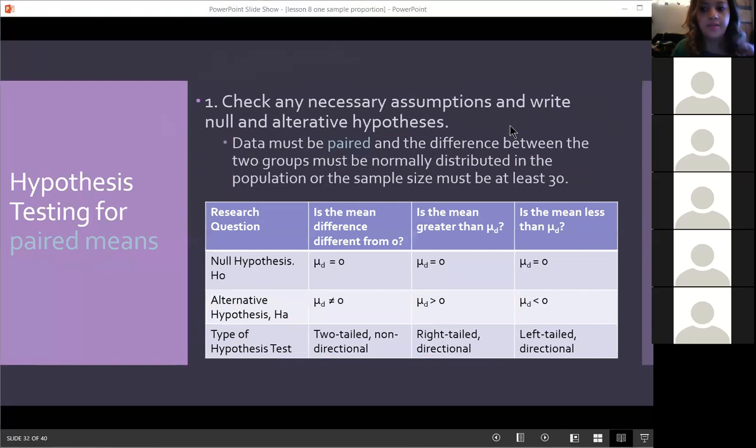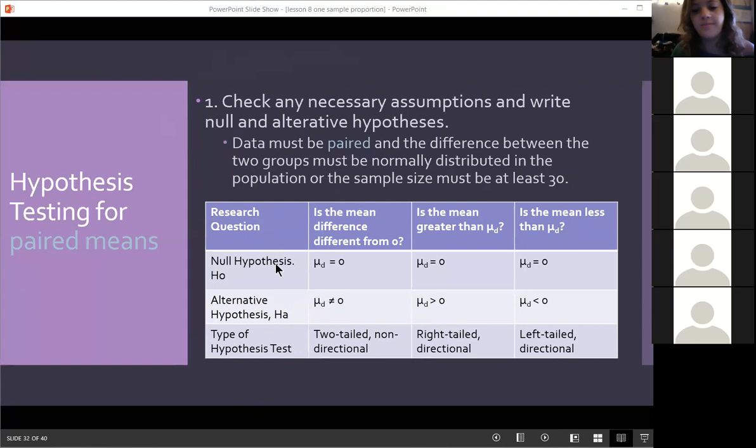And then the difference has to be normally distributed if it's paired in the population, and then our sample size has to be at least 30, like we've been talking about, in order for us to assume that the sampling distribution is normally distributed. And then we do have a research question down here, and then the different hypotheses and types of tests that we use.